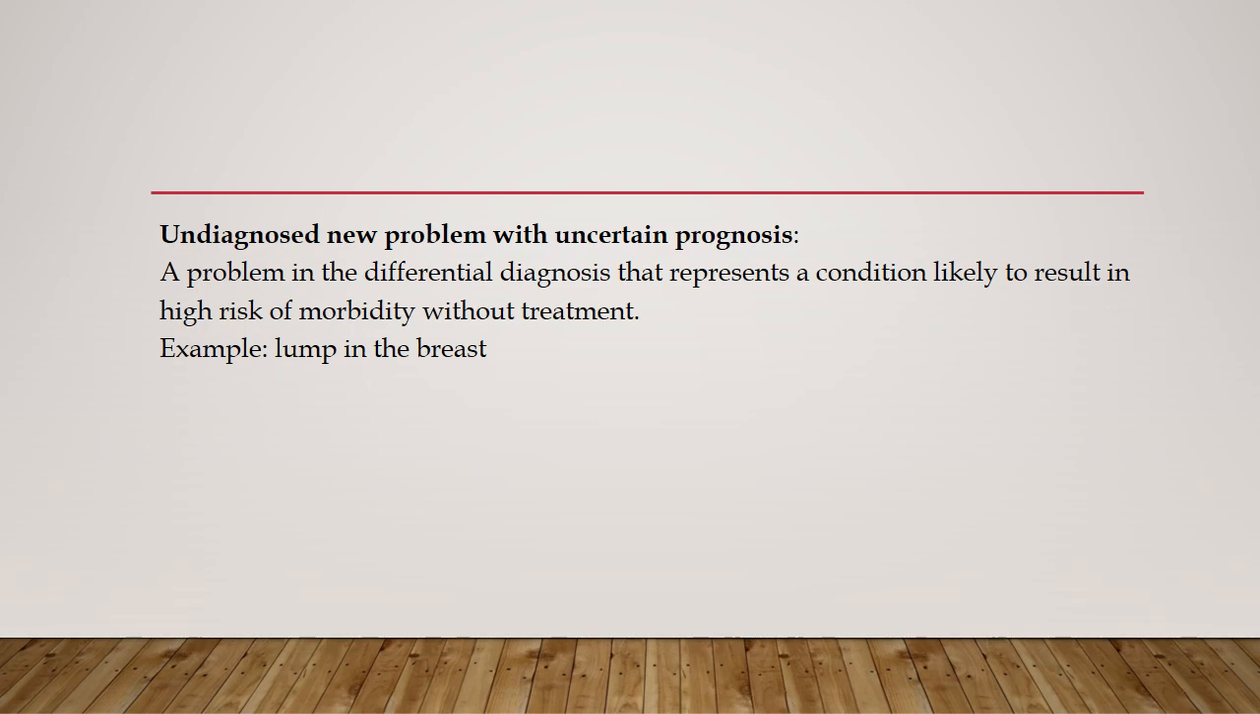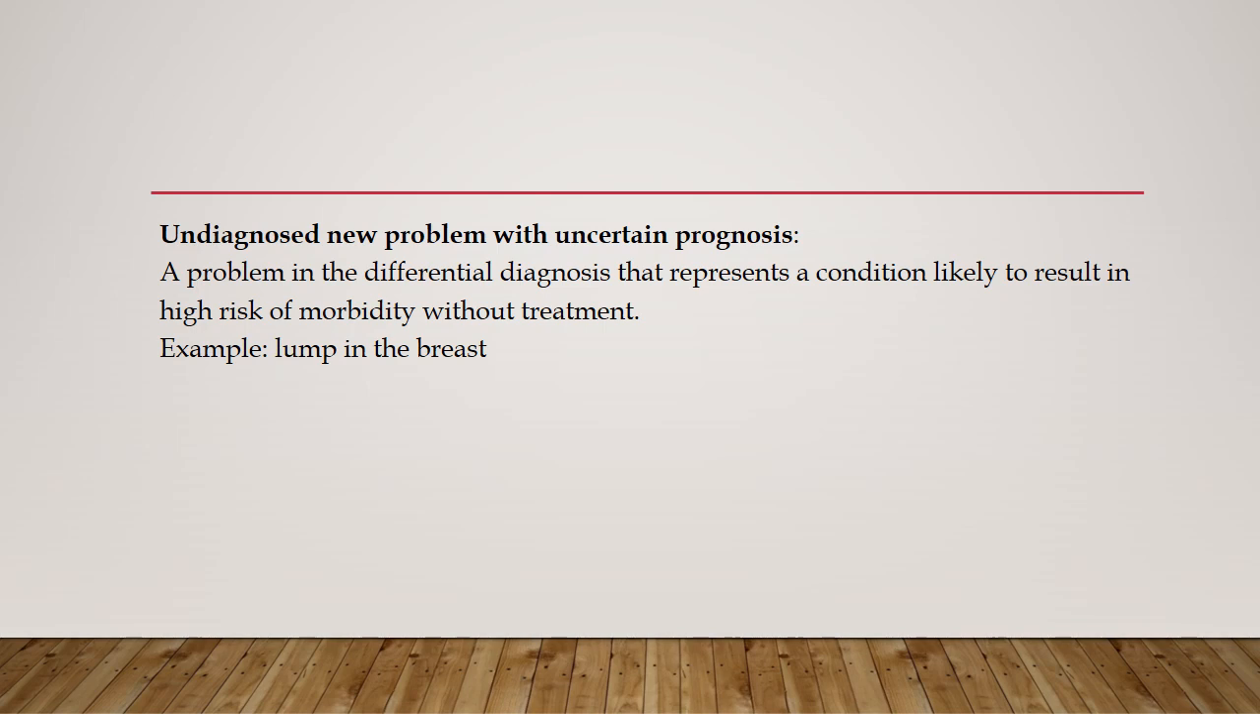The next one is undiagnosed new problem with uncertain prognosis. This is a problem in the differential diagnosis that represents a condition likely to result in a high risk of morbidity without treatment. I'll explain with an example. A patient came to a physician with a lump in the breast. The physician palpated the lump and made many differential diagnoses. Differential diagnosis means it is not a final confirmation. The final diagnosis can be made only after the result of a USG or a mammogram. So before making the final diagnosis, he made some assumptions, that it can be a cyst, it can be a tumor, like that. These assumptions are called differential diagnosis.